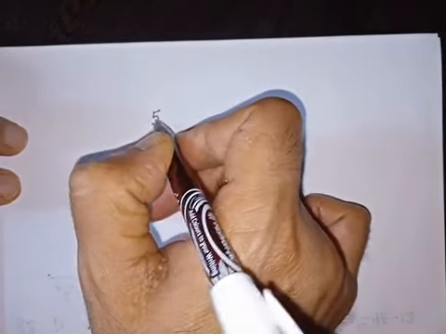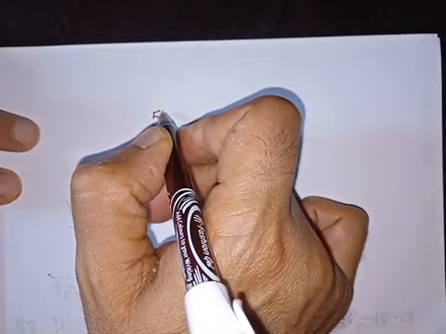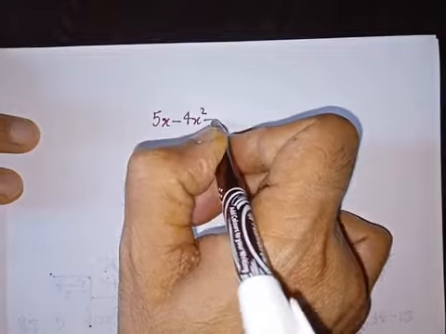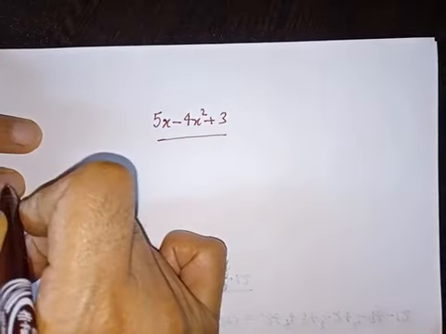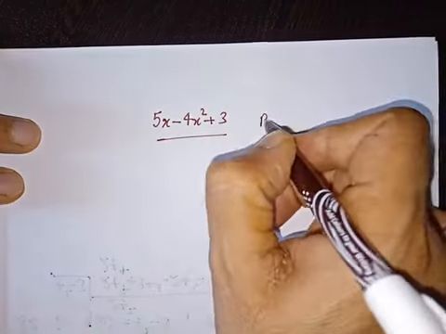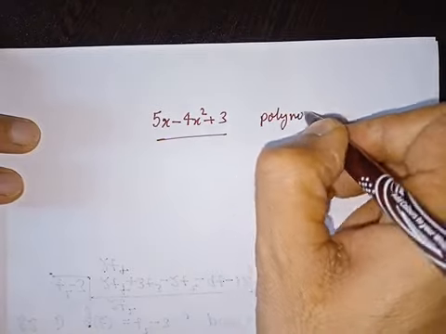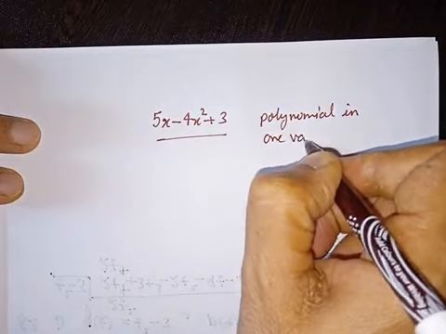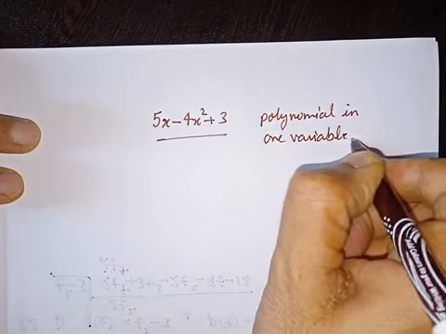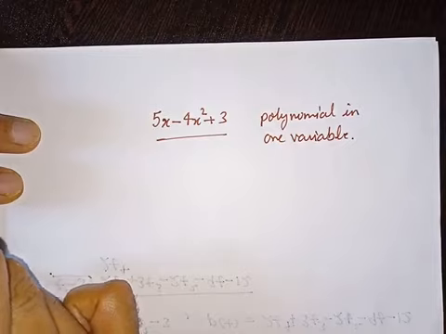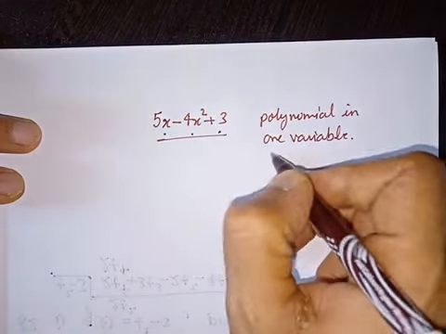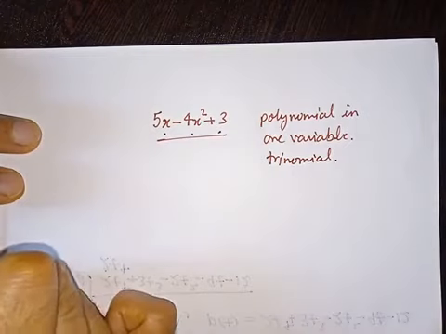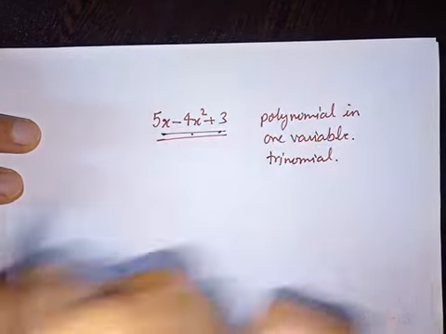In exercise 2.2 question number 1, the polynomial given to us is 5x minus 4x square plus 3. Now the polynomial given to us is a polynomial in one variable. It has three terms, so it is a trinomial, and we will write it in the standard form.